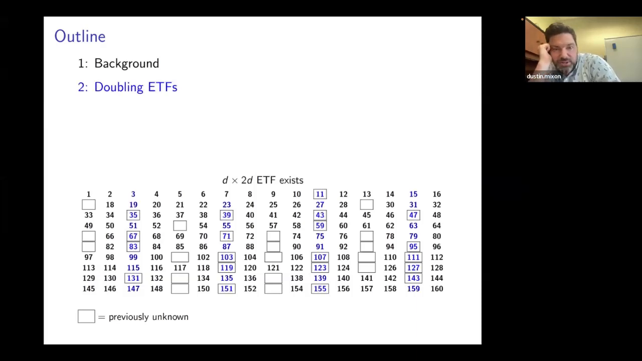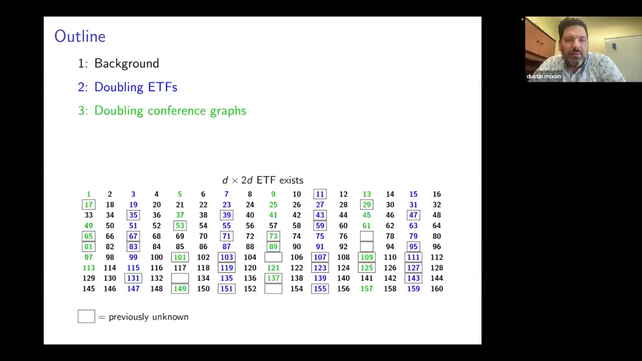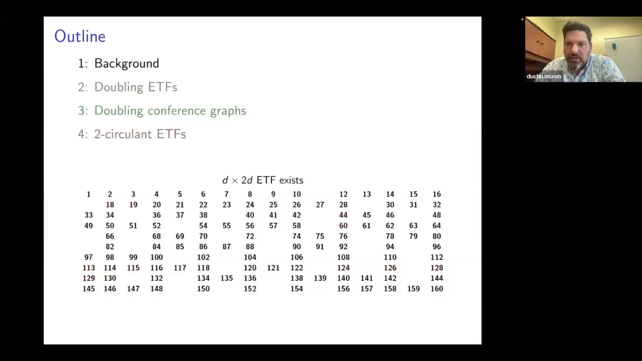The first move was made by Joey Iverson and his student Kian. They came up with this concept of doubling that filled in these columns that you see in blue. Later, he enlisted myself and John Jasper to generalize this technique. We ended up coming up with a way to double these things called conference graphs. I'll tell you about that later. And then when we looked at the structure of these objects, we noticed that a lot of them were something we're calling two circulant. And when we hunt for ETFs with that structure, we end up getting all of these things. So that's the vibe of the talk. And we're going to start with some background.